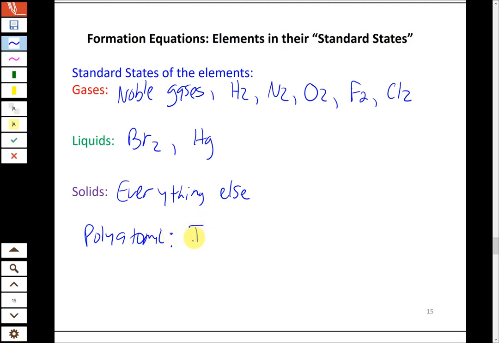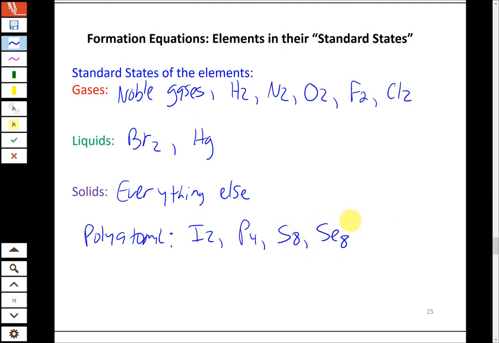So the other halogen, I2, follows the pattern of being diatomic as well, that one being a solid, though. And then there are 3 others that are higher order. Phosphorus is P4, we saw that earlier today. Sulfur and selenium are octanuclear, S8 and Se8. So those are the standard states of all the elements.